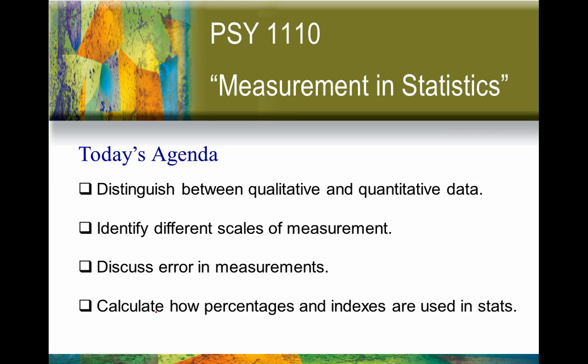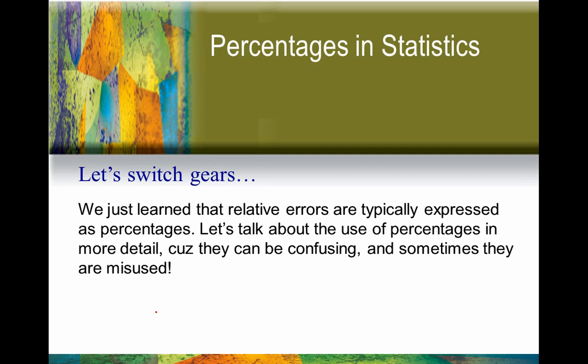And we're essentially going to switch gears just a little bit. We just got done learning about relative errors, and we learned that they are typically expressed as percentages. So now we're going to talk about percentages in just a little bit more detail. As you'll see, they can be kind of confusing, and that's why it's important to talk about it, because they're often misused and thus confused by others.